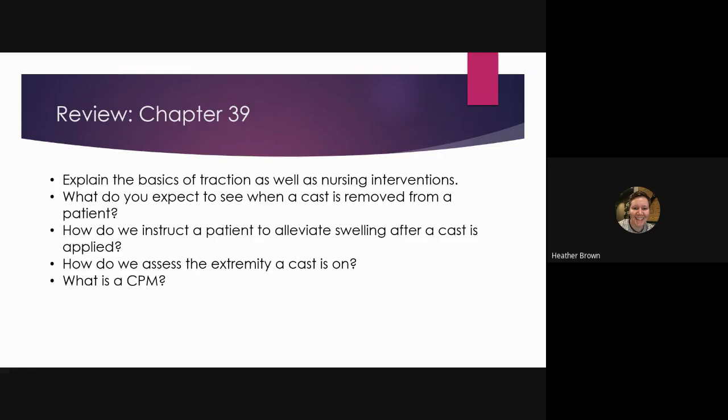Very good. The next one, how do we assess the extremity a cast is on? Say I have a cast on my left leg, how do I assess that left leg? What are things that I assess for? Even if I have a cast on the left leg, I can look for circulation and color and pulse. These are all good thoughts. I can see some skin, right? If I can see the left foot, and my foot is pale or blue, that's bad.